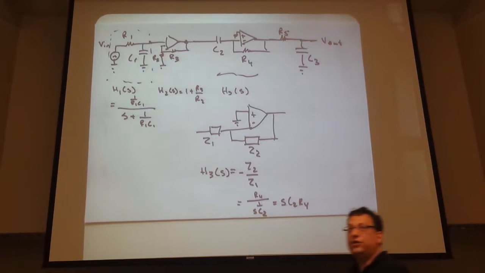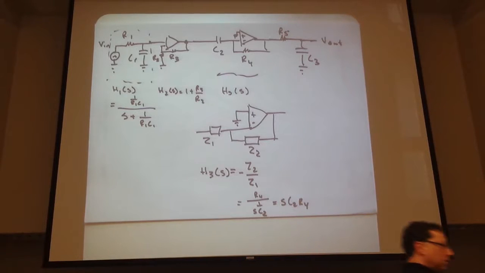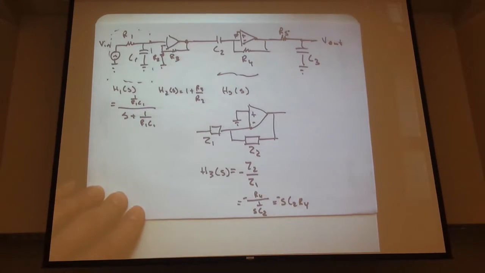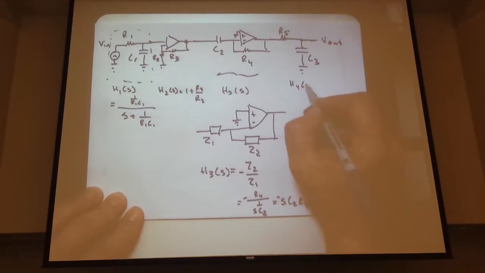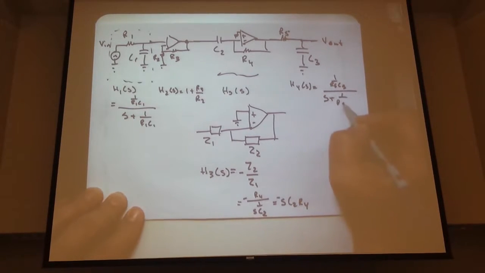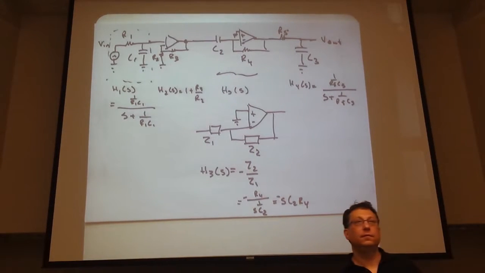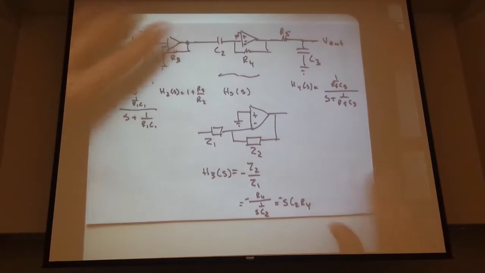Does that answer your questions? Then we can keep going. Negative, yeah. And then the same thing out here, H4 of S, 1 over R5 C3, over S plus 1 over R5 C3. Are we in agreement? Any other questions on this?